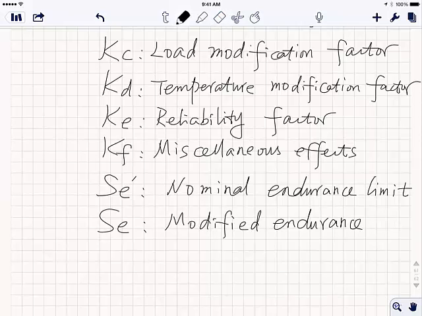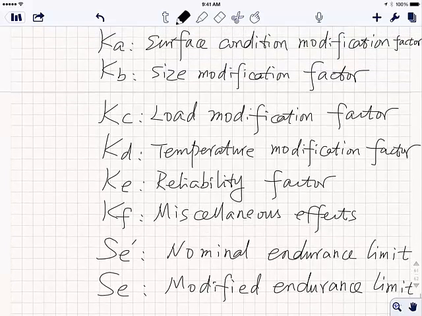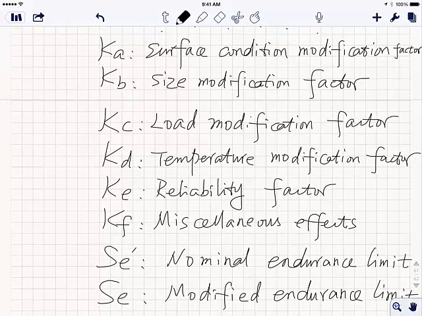The whole purpose of using these 6 parameters is to see, from a realistic point of view, if you have different size, different temperature, different loading conditions, or different reliability issues you want to consider, how the endurance limit is going to change. For the next 10 minutes or so, hopefully we can have time to cover 2 of the parameters. So let's look into Ka first.